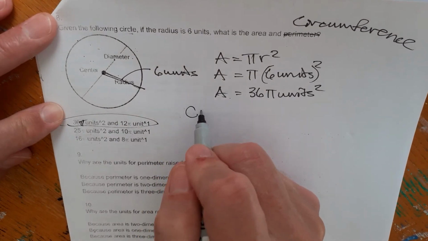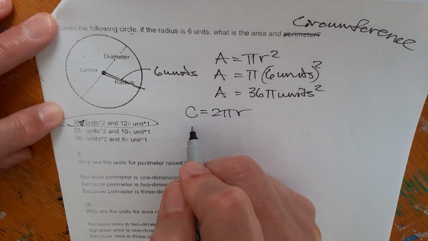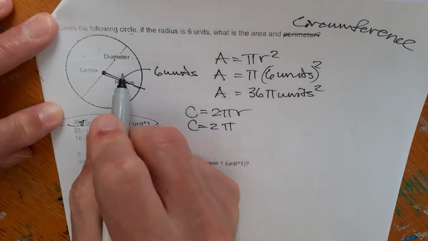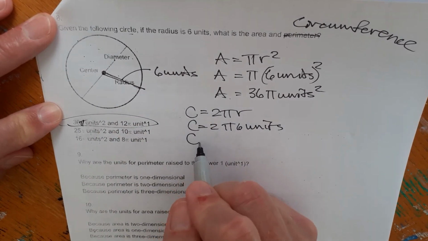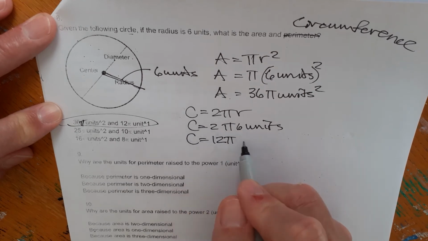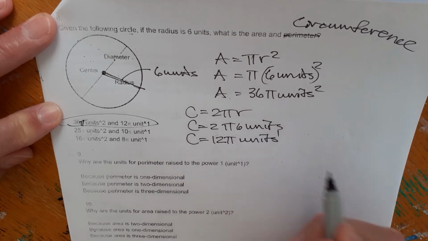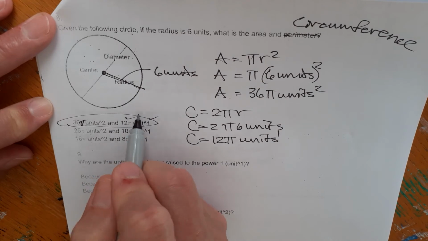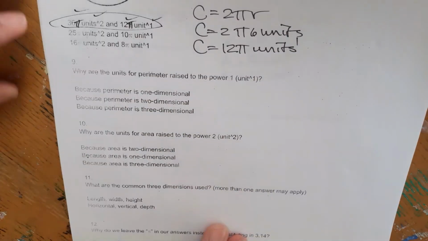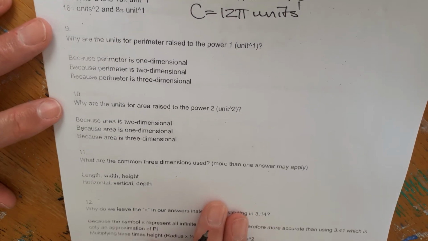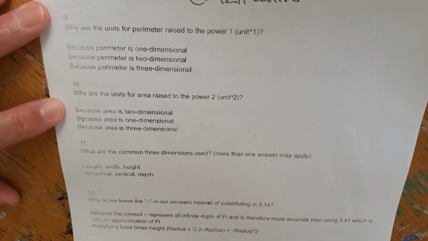Let's do circumference equals 2 pi r. Circumference equals 2 pi, and the r we're told is 6 units. 2 times 6 is 12. So 12 pi units, and this units is to the 1 power, which is good here. Remember, my answer choices are all A. Yours are going to be randomized.